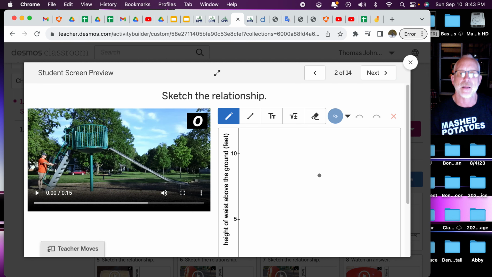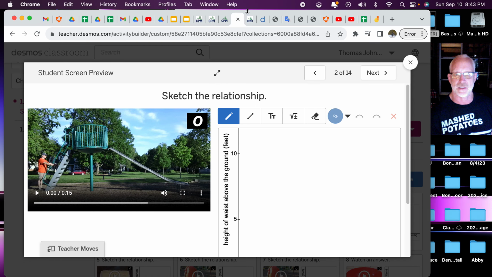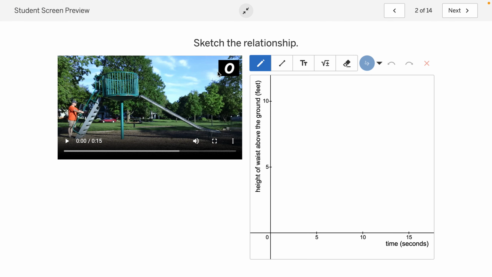And then after that, we looked at this and we said, sketch this relationship. The height of the person's waist above the ground and how many seconds are going through. So we got like little pieces of paper. We said, okay, what's the height of his waist and what's the time frame in number of seconds? So I said, well, it looks like at 0 seconds, he's about 3 feet. His hips are at 3 feet.